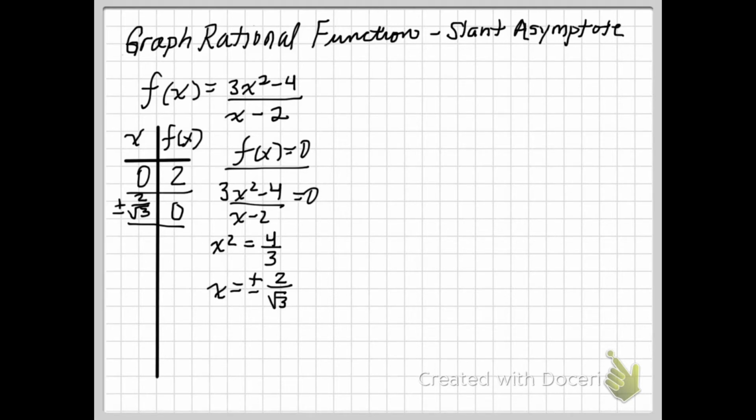Then the next thing that we do with a rational function is look for the horizontal and vertical asymptotes. Actually, let's start with the vertical asymptote. The vertical asymptote is found in the denominator. So in that case, it's when is x minus 2 equal to 0. So x equals 2 will give us a vertical asymptote.